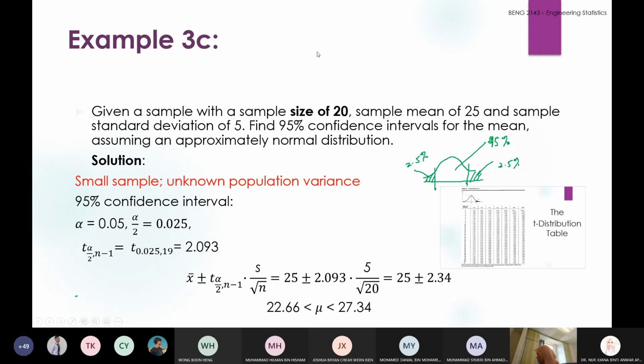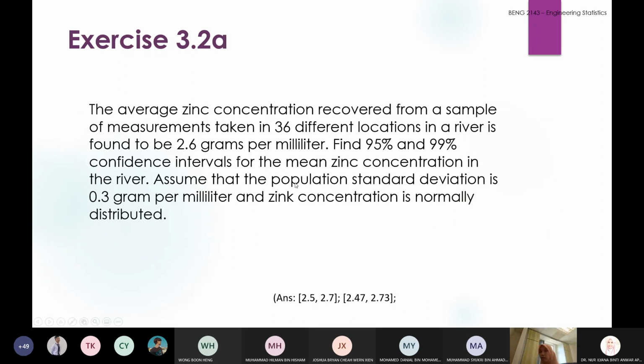Okay, we will use this exercise, but I'm going to use the tablet. The question is: the average zinc concentration recovered.